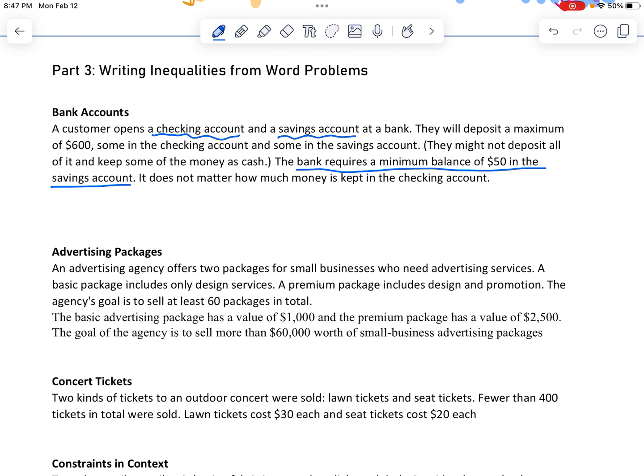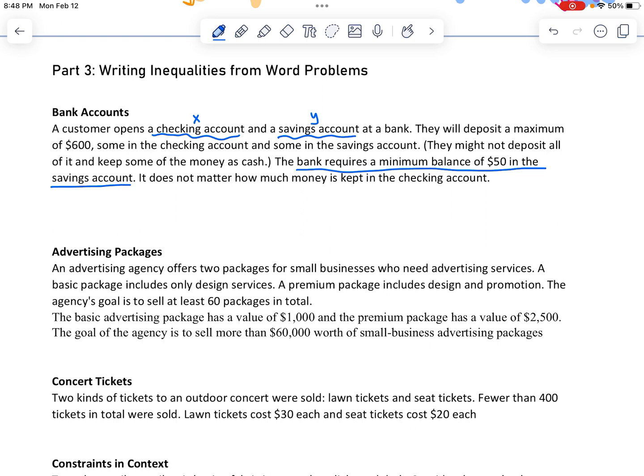Step 1 is you want to define each of the two things that you're talking about as variables. So let's say that we're going to make checking account X and savings account Y. You could use C and S. You could make it whatever you want. I'm just going to use X and Y because that's what we're used to.